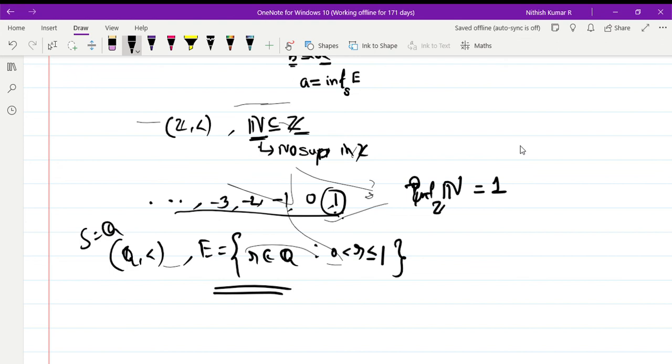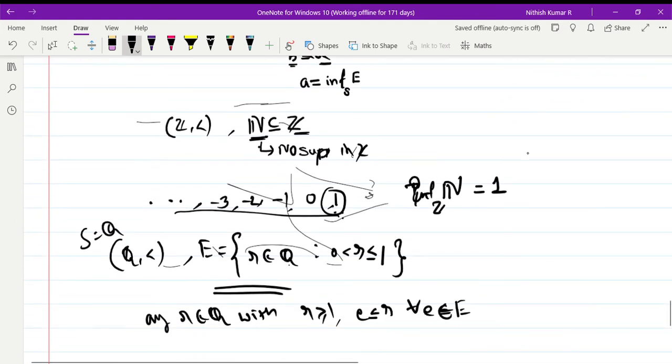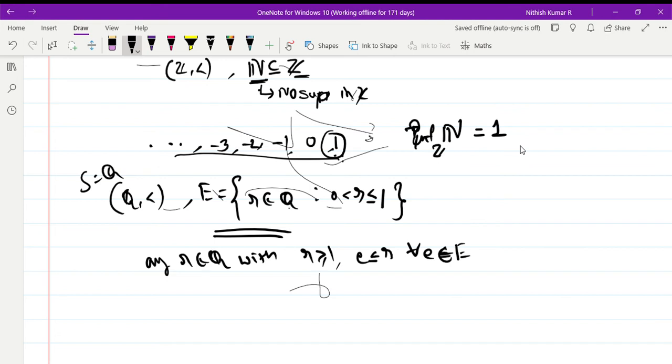Now, note that any rational number r belonging to Q with r greater than or equal to 1 is always greater than or equal to x for all x belonging to E. That means every rational number greater than or equal to 1 is an upper bound of E. Moreover, for every x belonging to E, x is less than or equal to 1. Therefore 1 is an upper bound.